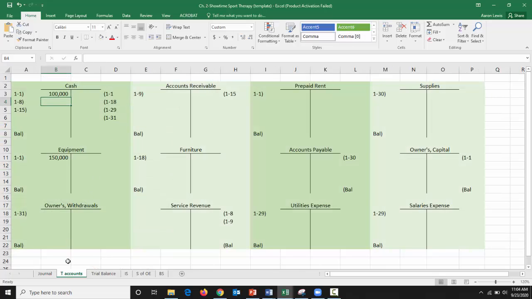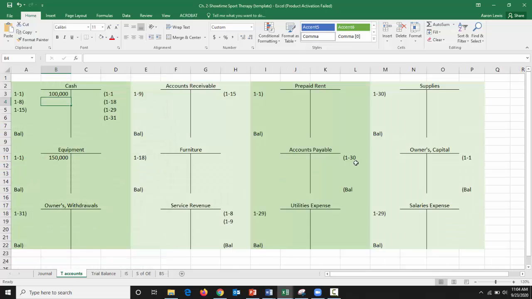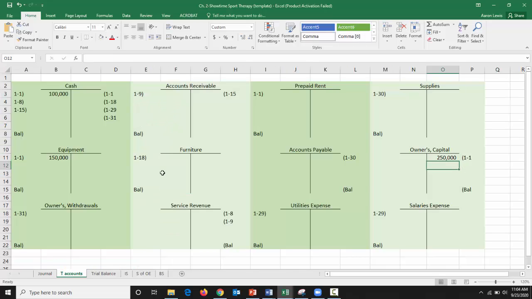and it's there now. And then the last part of this journal entry was a credit to owner's capital for $250,000. Well, let's bring that $250,000 credit over to our owner's capital account. And we've moved all the numbers from our first journal entry into our T's, so let's do it for our second journal entry.